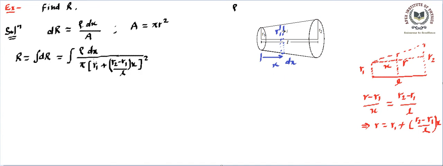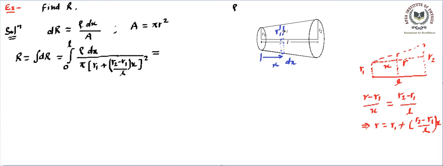If we square this and then integrate it, the integration will have a limit of x running from 0 to L. So it's a little bit of mathematics, or integration. We can perform this integration and we will get the value of R. So let's proceed and try to simplify this as much as possible.